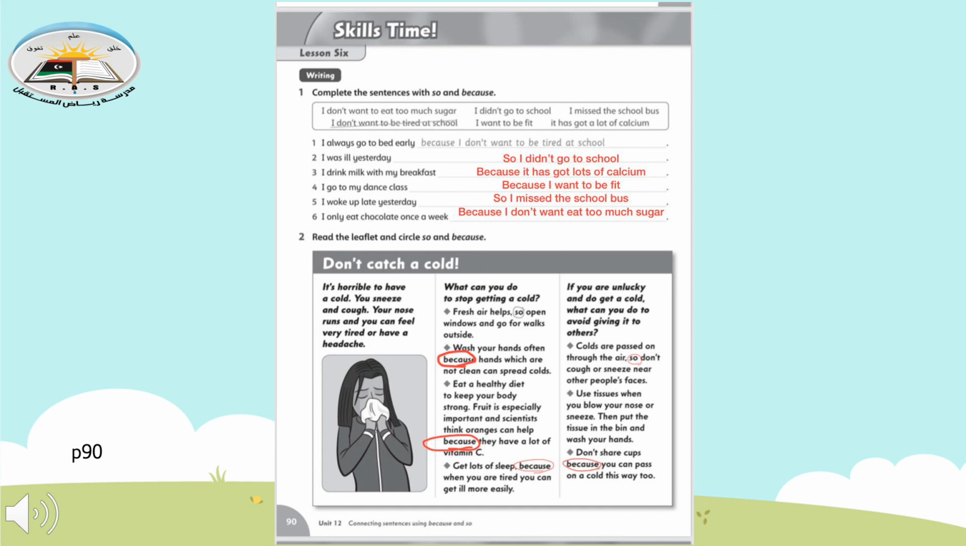Circle because. Now, in the last part of our text, we have if you are unlucky and do get a cold, what can you do to avoid giving it to others? Here, can you see any so and because under this part of the text? In the second line under it, we have through air, so don't cough or sneeze. Here, circle so. Under this part of the text, can you see any so and because? In the line before last, we have don't share cups because. Here, circle because. Now here is the last so and because we have in this paragraph. Thank you for listening, and this is the end of page 19.